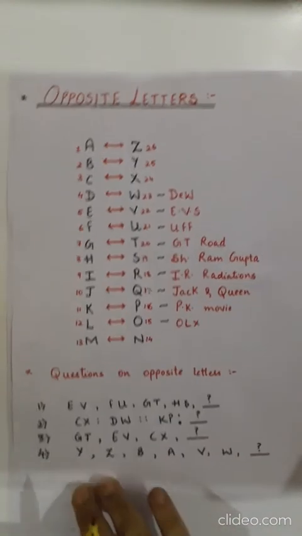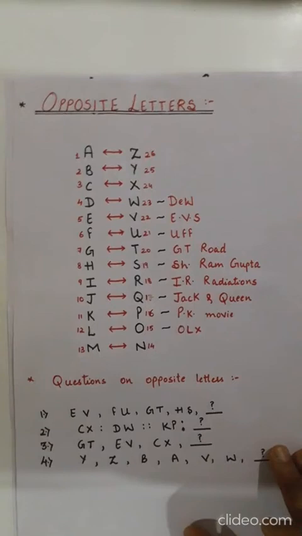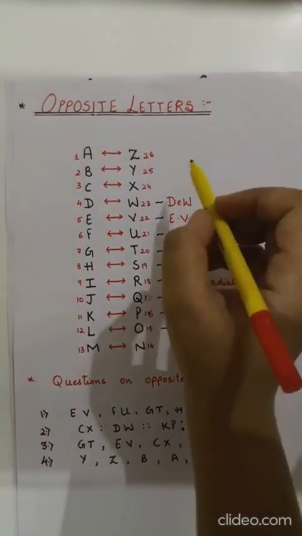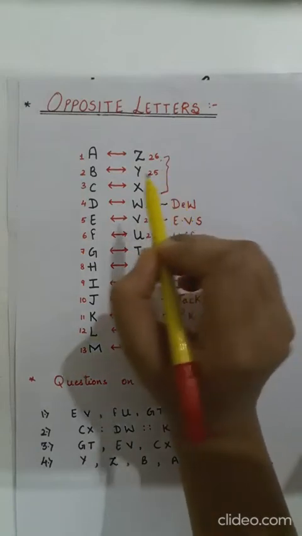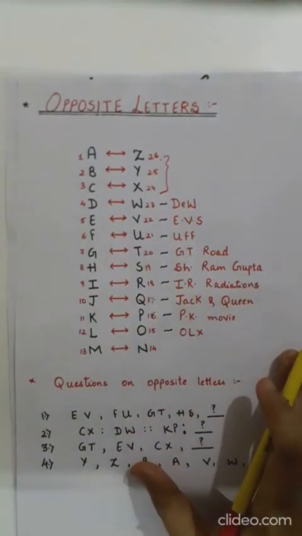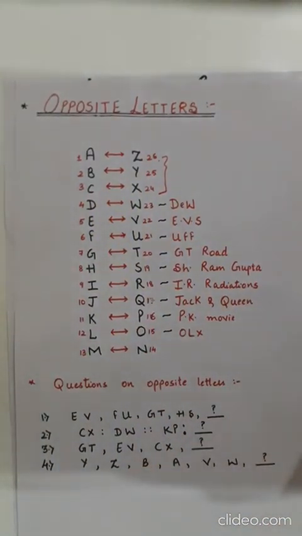As we know, the opposite of A is Z, B is Y, and C is X. The first 3 are very easy to learn, so we will not make any trick for this. A is Z, B is Y, and C is X. But after C, we get confused about what the opposite of D is.